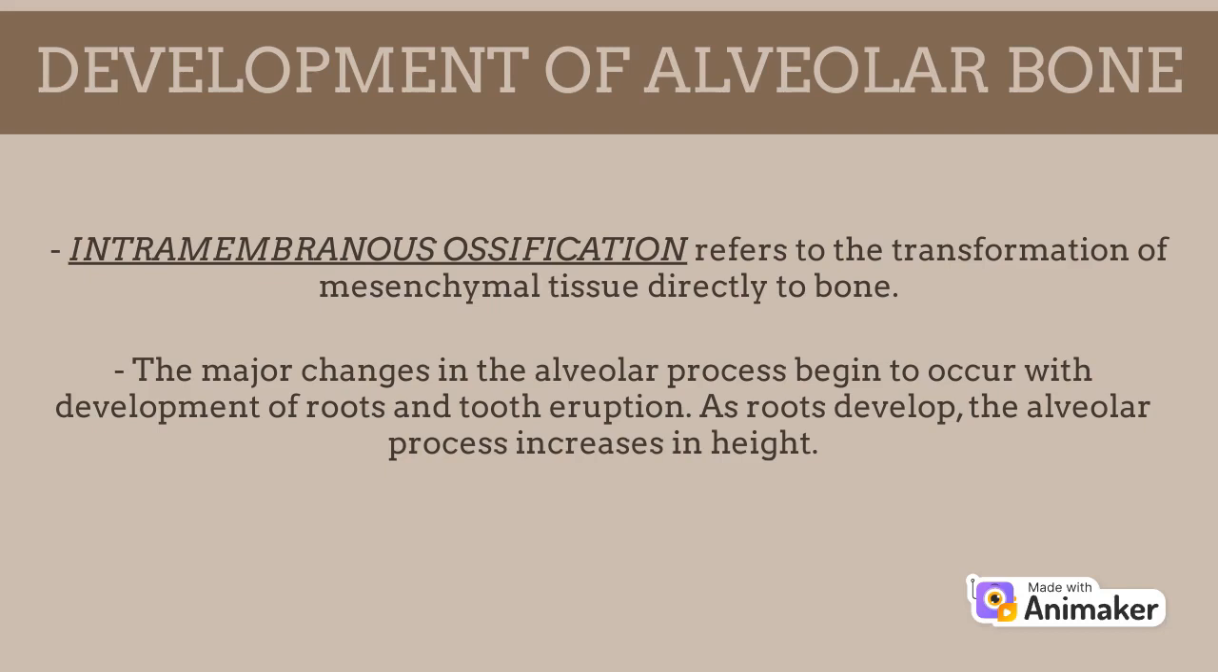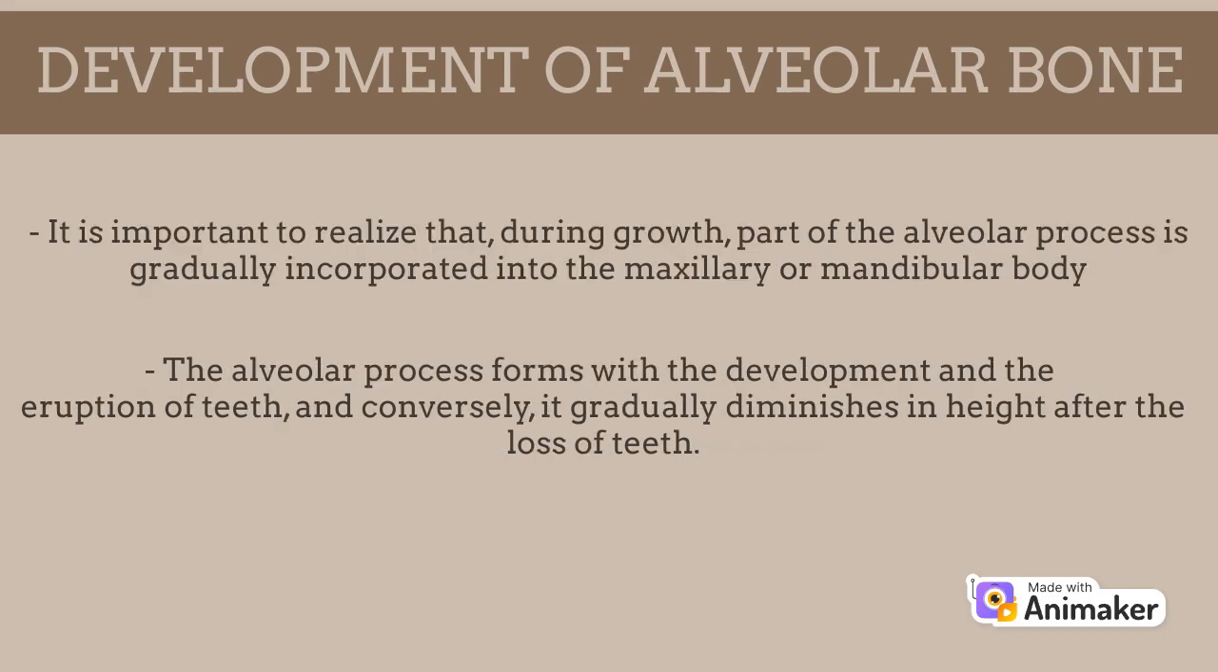Major changes in the alveolar process begin to occur with development of roots and tooth eruptions. As roots develop, the alveolar process increases in height. In order for the alveolar bone to protect the teeth, it needs to reach the height of the root of the teeth. It is important to realize that during growth, part of the alveolar process is gradually incorporated into the maxillary or mandibular body. The alveolar process forms with the development and eruption of teeth, and conversely, it gradually diminishes in height after loss of teeth. In patients who are edentulous, the alveolar bone tends to diminish or deteriorate in height.